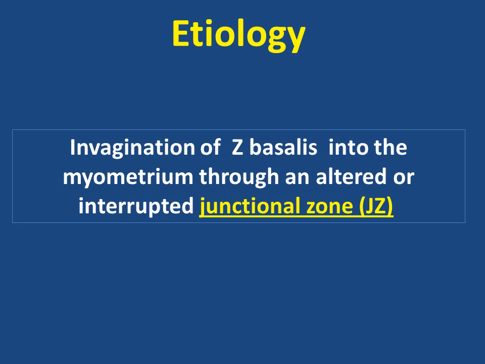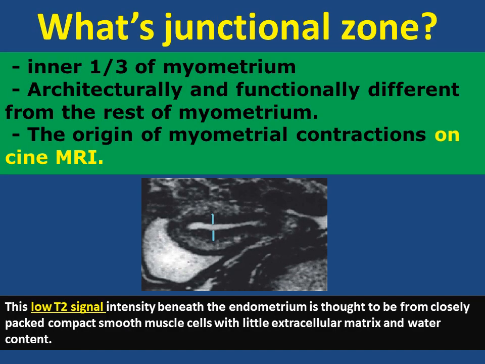Why does this occur? There are many theories explaining this, but the commonest and most logical theory is that the zona basalis, which is the basic layer of the endometrium, invaginates inside the myometrium due to destruction, alteration or interruption of the junctional zone. This is the basic etiology, or the most common explanation of why the endometrium left its place and goes inside the myometrium. We should know what the junctional zone is.